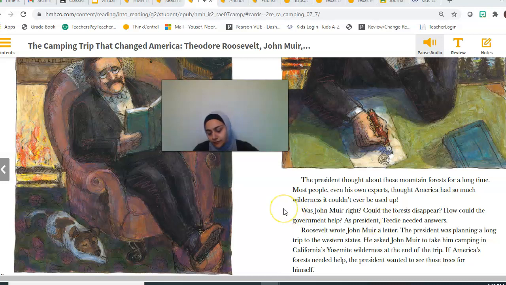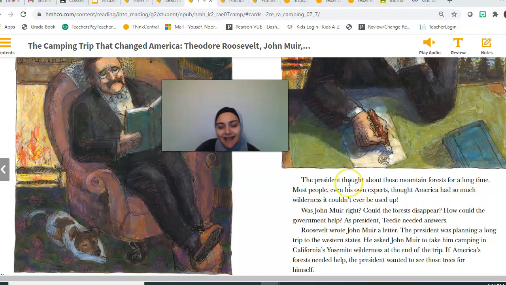Roosevelt wrote John Muir a letter. The president was planning a long trip to the western states. He asked John Muir to take him camping in California's Yosemite wilderness at the end of the trip. If America's forests needed help, the president wanted to see those trees for himself.